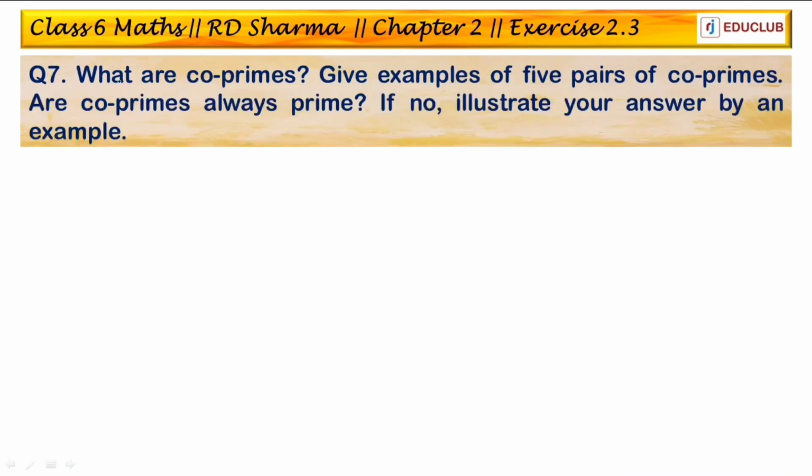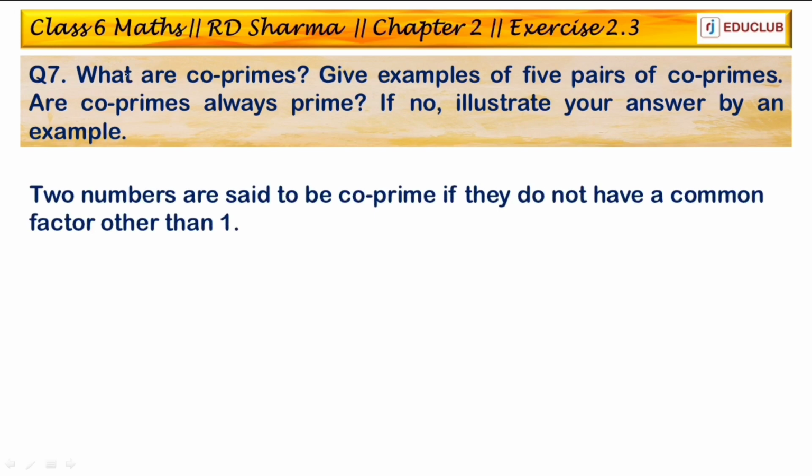Now, question number 7. What are co-primes? Give examples of 5 pairs of co-primes. Are co-primes always prime? If no, illustrate your answer with an example. We have seen in the explanation video that two numbers are said to be co-prime if they do not have a common factor other than 1. They will have only one common factor, that is 1. It is not compulsory that those numbers should be prime numbers.